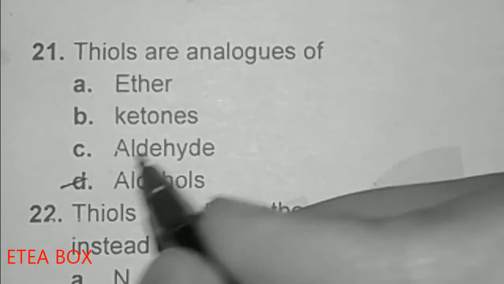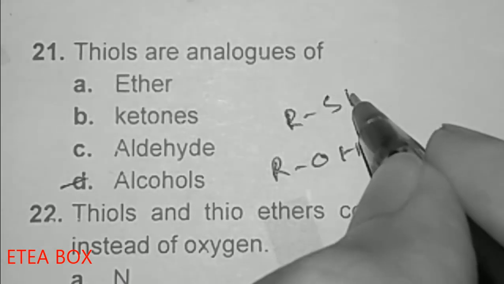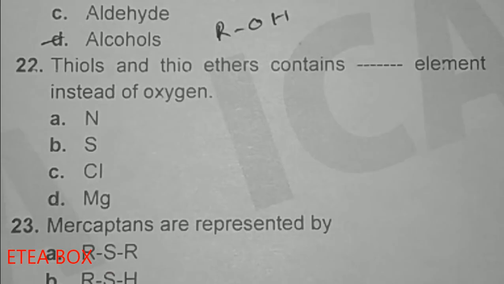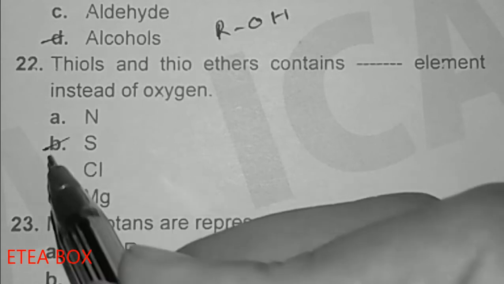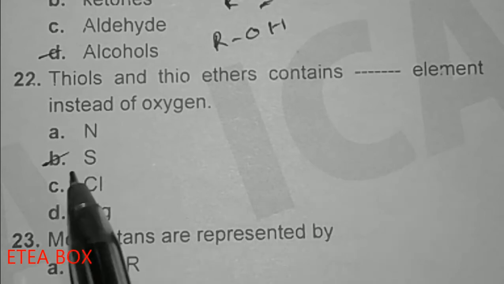In alcohol we use ROH, while in thiol we use RSH. That's why this one is called thiol. Thiol or thioether contain sulfur instead of oxygen. We know that sulfur and oxygen are in the same group. That's why when we replace the oxygen in alcohol with sulfur, it gives thiol.